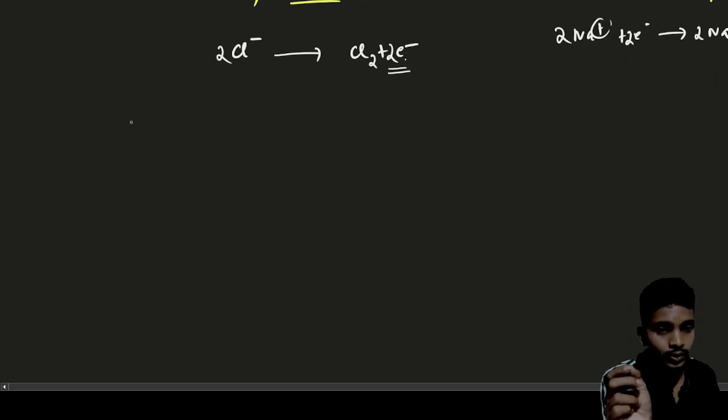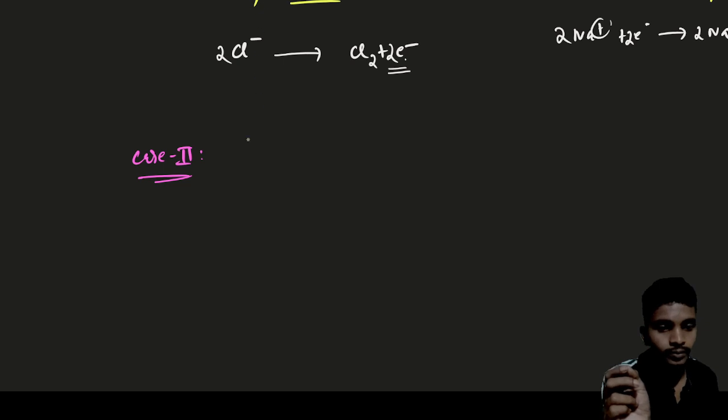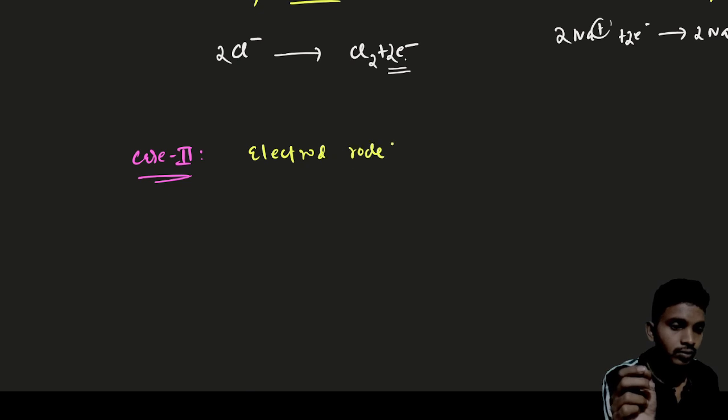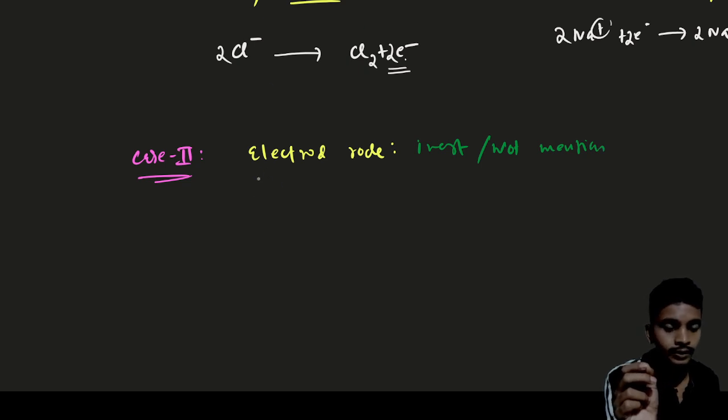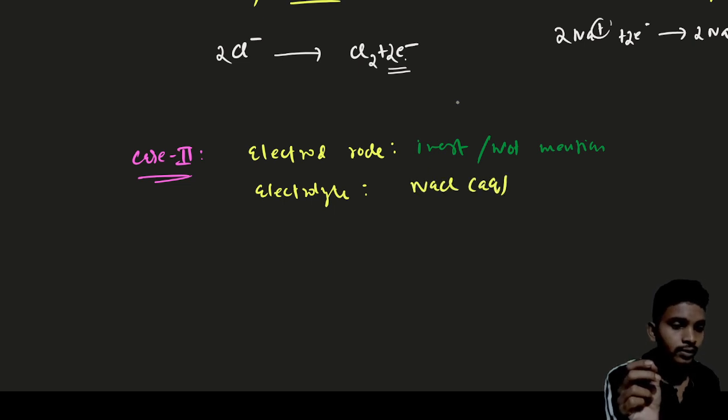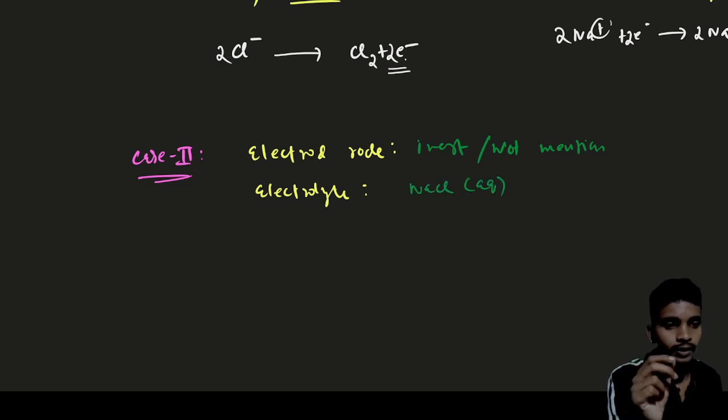Now let us study case 2. In case 2, if the electrode rod is not mentioned, then also you have to assume it is inert. And the electrolyte, now we will take aqueous NaCl. If aqueous NaCl we have taken, then what will happen?